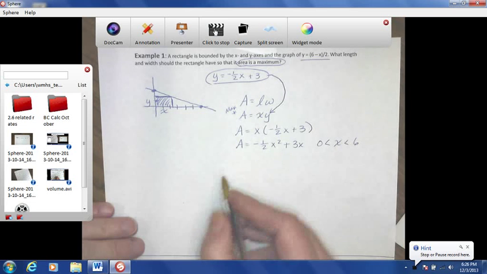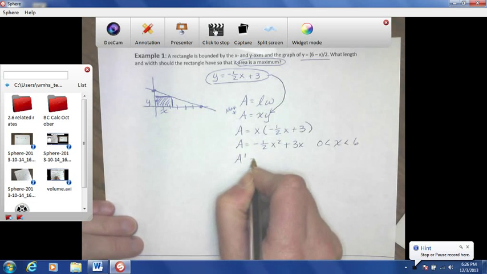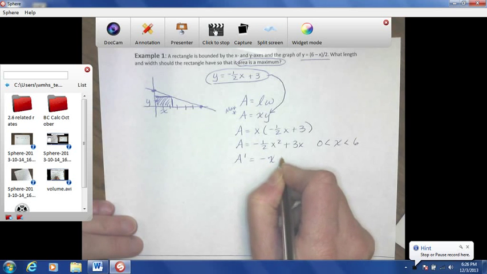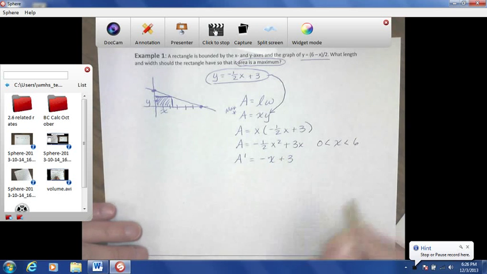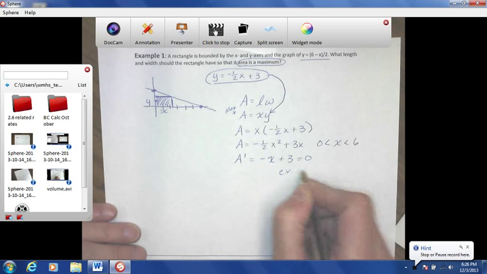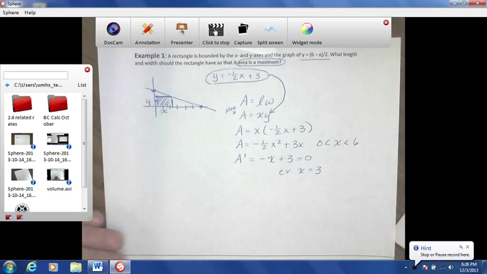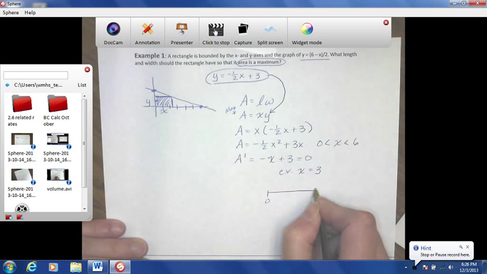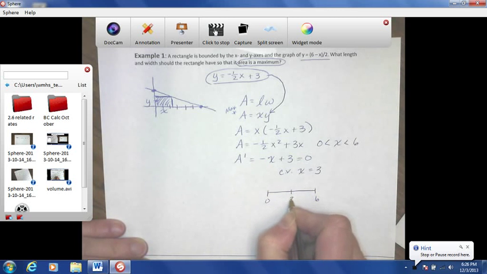Now, let's go ahead and take the derivative. So A prime is equal to negative x plus 3. We set this equal to 0 to find our critical values, and our critical value will be x equals 3. So, testing this just to make sure that it truly is a maximum, we have our endpoints of 0 and 6. 3 is in the middle, and we're going to test these in our derivative.